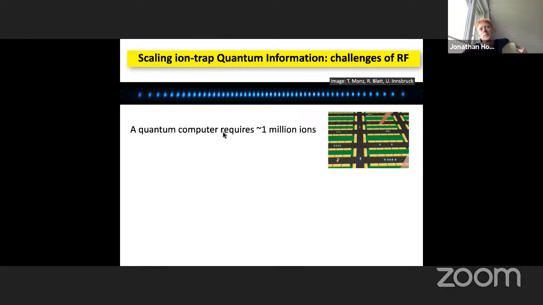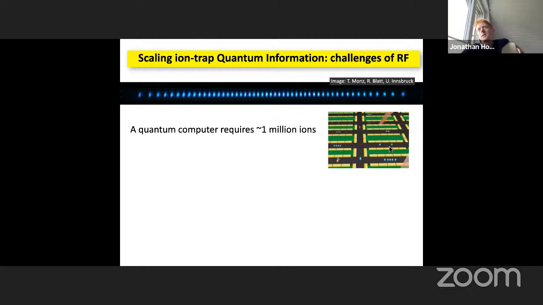But we have to bear in mind that quantum computers as a whole, if they do error correction, will require many more ions ultimately. So we have to think about scaling. I don't necessarily think about scaling all the way to 1 million in one go, but we should think about how to go beyond our standard regime.